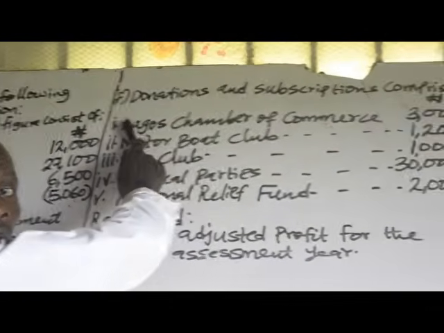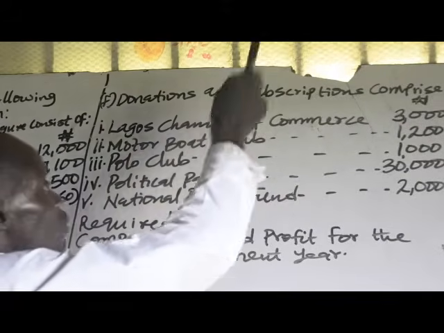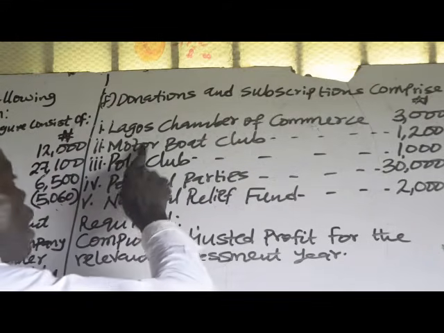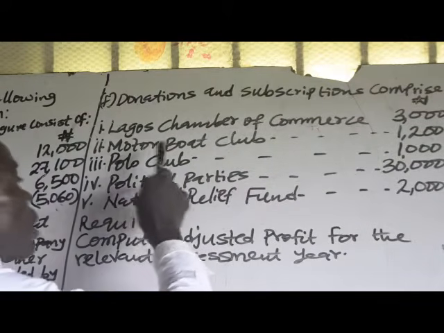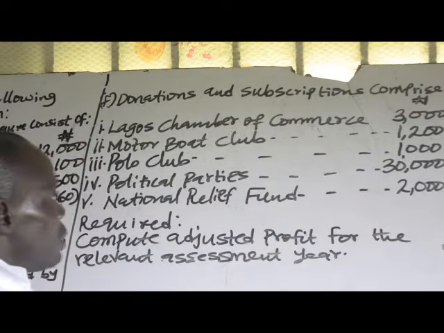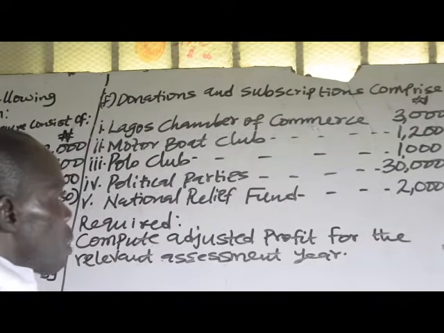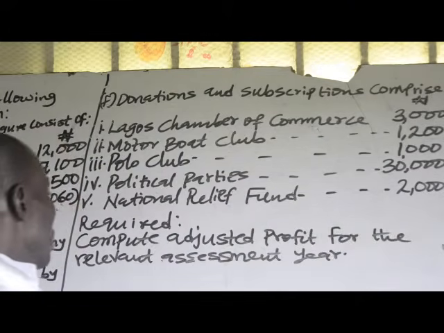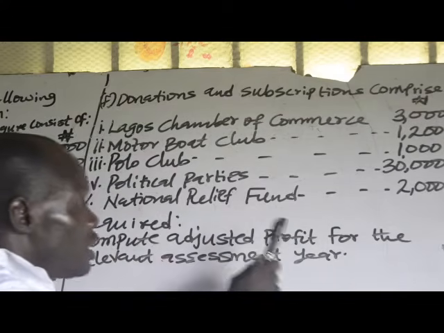F. Donation and subscription comprise 1. Lagos Chamber of Commerce 3,000 naira. 2. Motor Boat Club 1,200. 3. Polo Club 1,000 naira. 4. Political parties 30,000 naira. 5. National Relief Funds 2,000. Required: compute adjusted profit for the relevant assessment year.